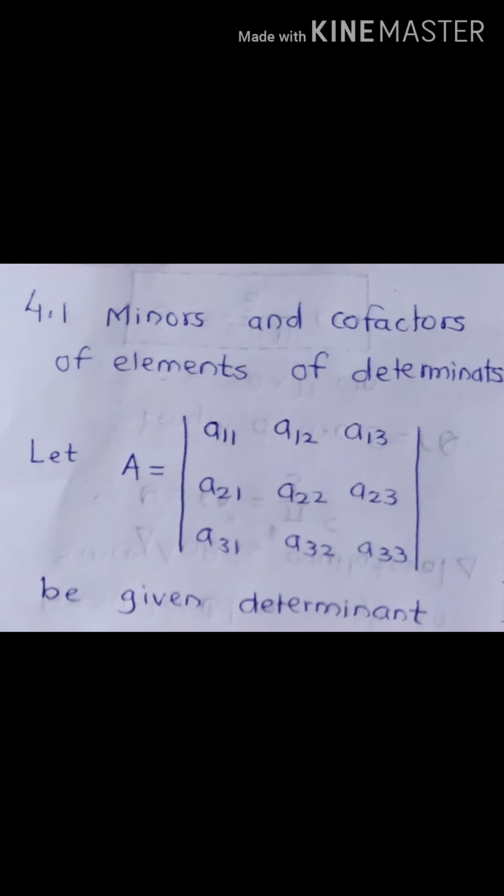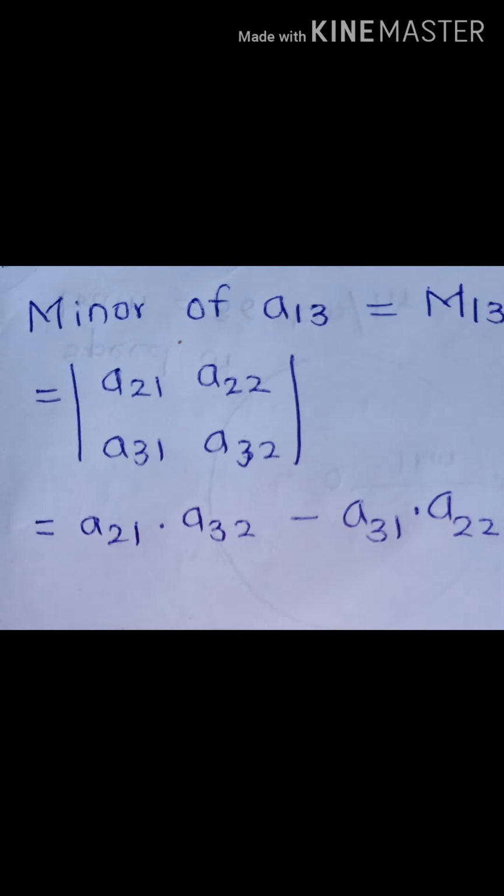Now we have to find the minor of A13, that is first row, third column. Here we hide the first row and the third column. The minor of A13, that is M13, is equal to the determinant with first row A21, A22 and second row A31, A32. Solving the value of the determinant, A21 into A32 minus A31 into A22.